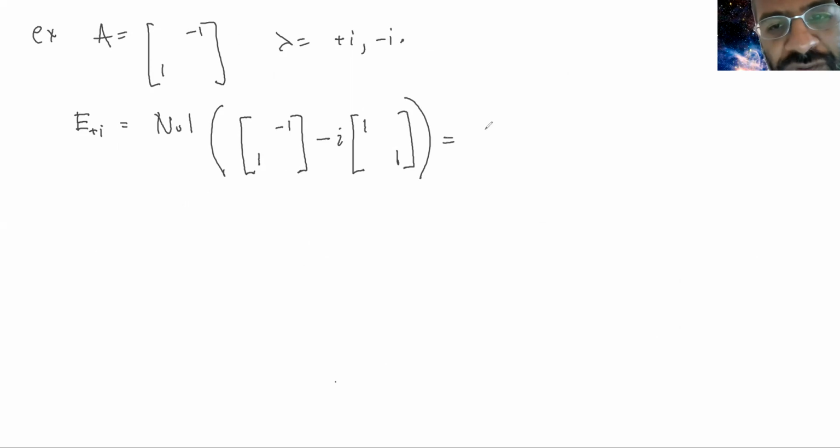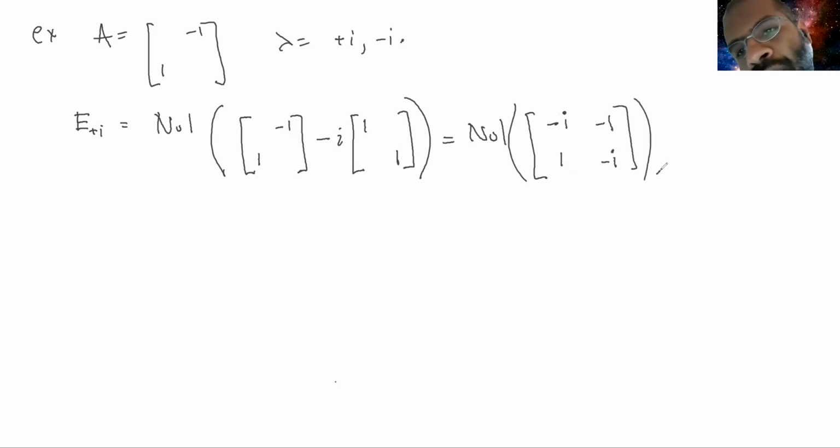Okay, so that's the null space of the matrix [-i, -1; 1, -i]. This might look a little unfamiliar, right? We know how to find the null space of matrices with real numbers. We've been doing that for quite some time now.